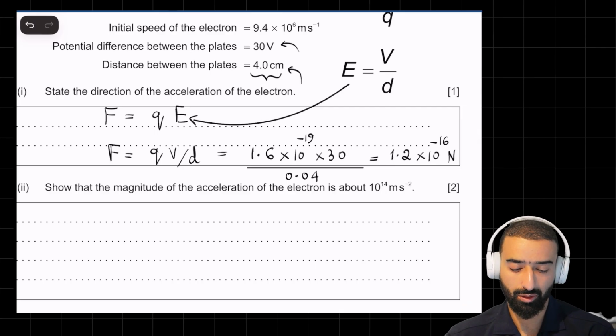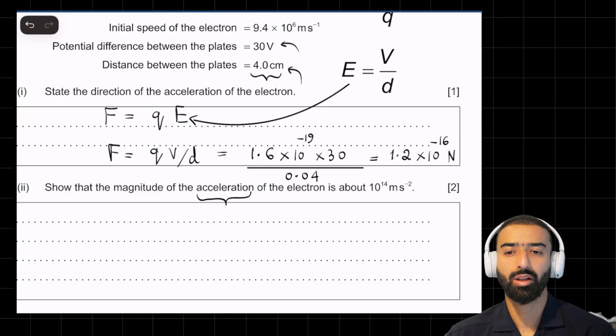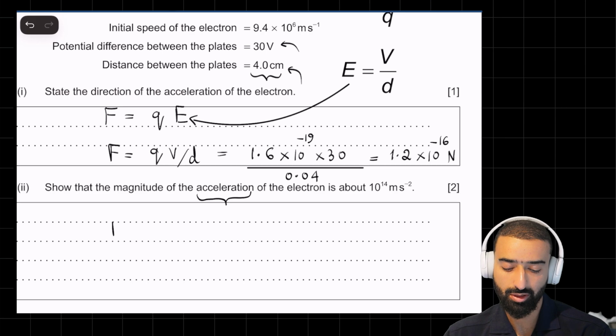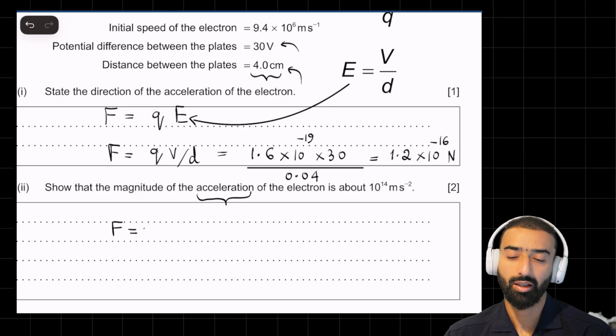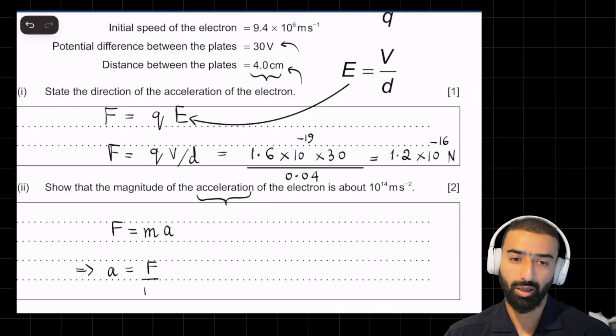But what are we after? We want to find the acceleration. How can we do that? Well, let's use Newton's second law, which is force equals mass times acceleration. We can rearrange this equation for a. That would be force divided by mass.